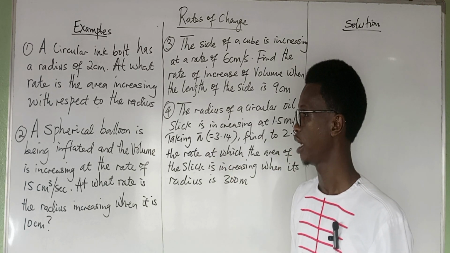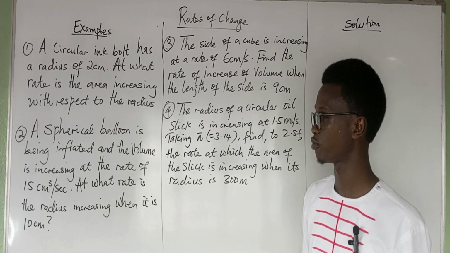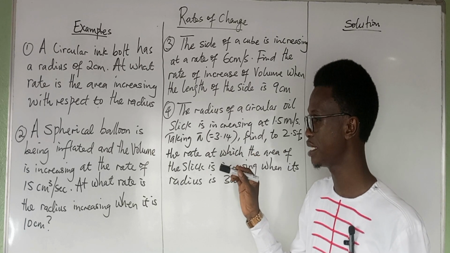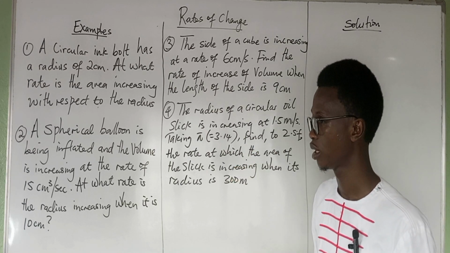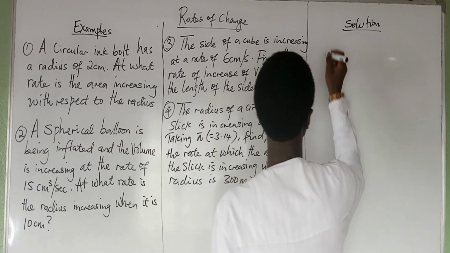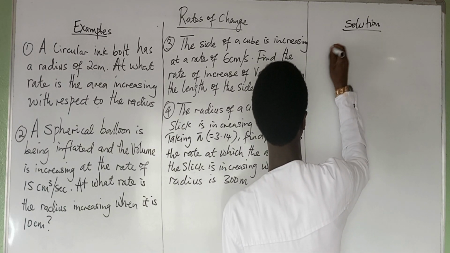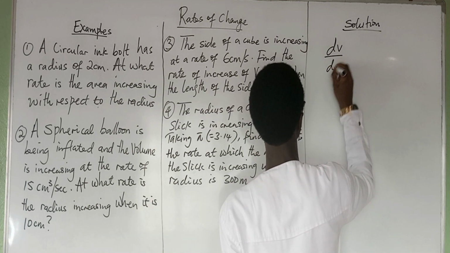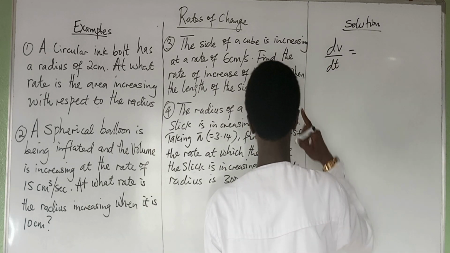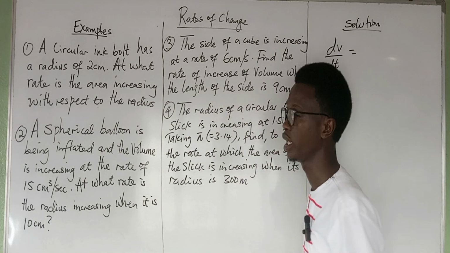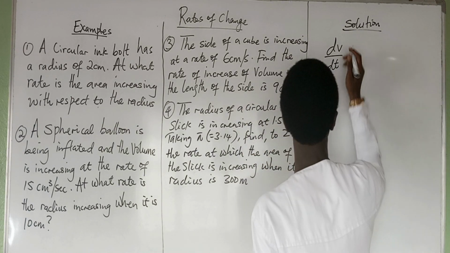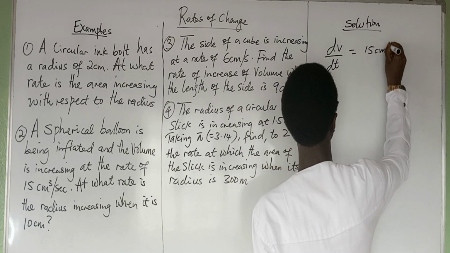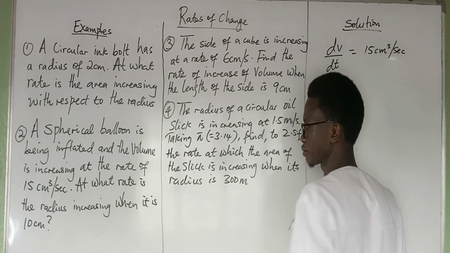Example 2 says, of course, you can see the question, let me just read it. A spherical balloon is being inflated and the volume is increasing at a rate of 15 cm cube per second. So we are talking of the volume, and the units as well are just a hint for you to know what relationship you need to write. Volume over time, so it's 15 cm cube per second.